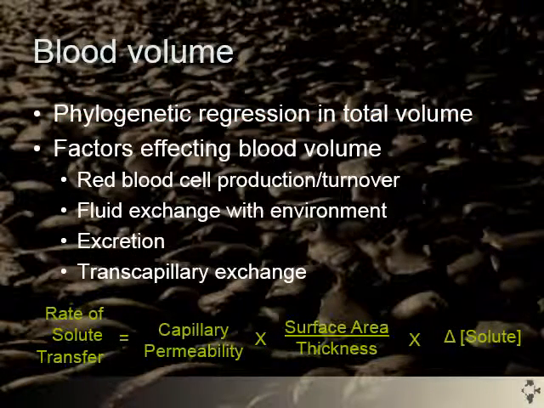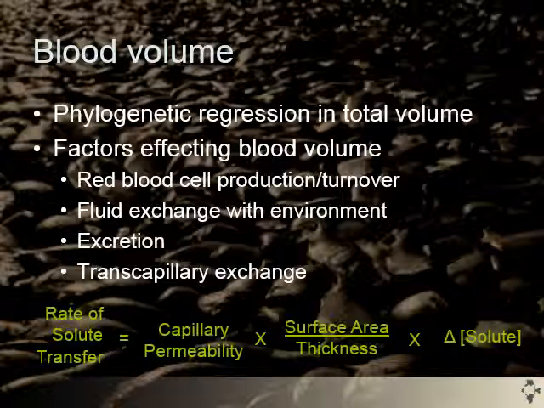Now, generally speaking, there is a phylogenetic regression in blood volume. The more advanced the fish is, the smaller its blood volume. So for example, hagfishes, which would be considered a fairly primitive fish, typically have between 175 and 200 milliliters of blood per kilogram of fish. Teleosts, on the other hand, may only have between 30 and 40 milliliters of blood per kilogram of fish. So there's a dramatic reduction in the total volume.